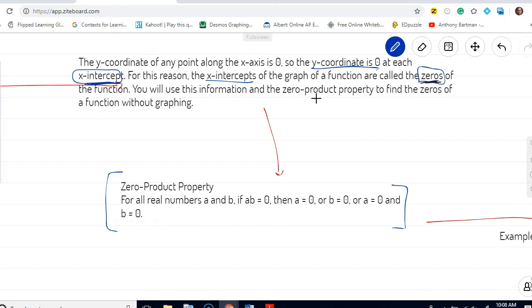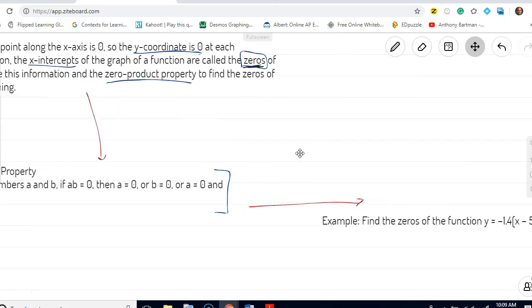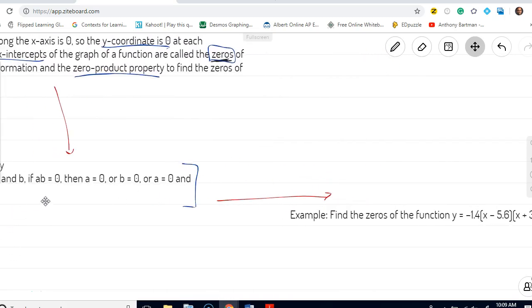You will use this information and the zero product property to find the zeros of a function without graphing, okay? So, for the real numbers a and b, if a times b equals 0, then a is 0 or b is 0, or they're both 0. This is something that we've done a lot before. We try to set equations equal to 0 and then say either this one's 0 or that one's 0, and then we can solve. Some things we've done with absolute value are kind of similar to this idea, but we know if we multiply two things to get 0, the only way to get there is if one or both of them are 0. Okay, so there's the zero product property.